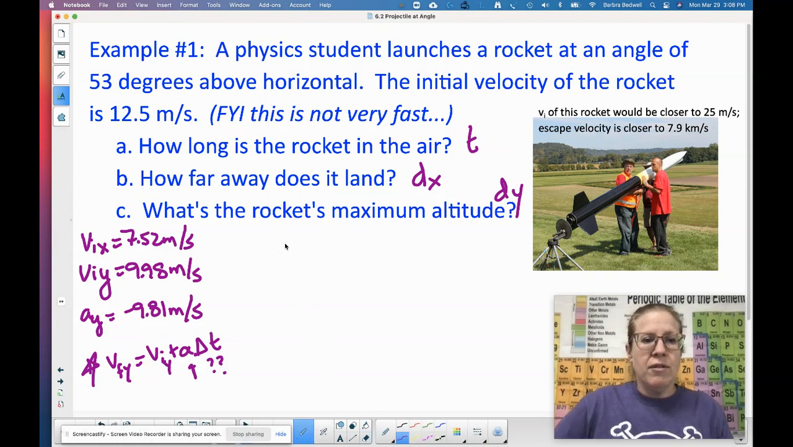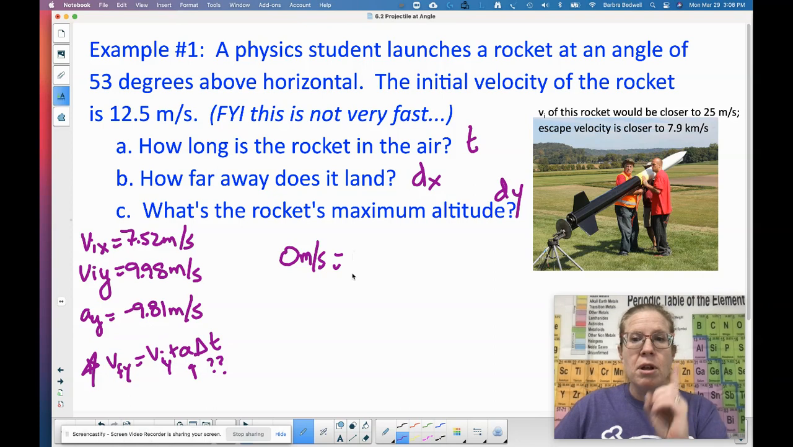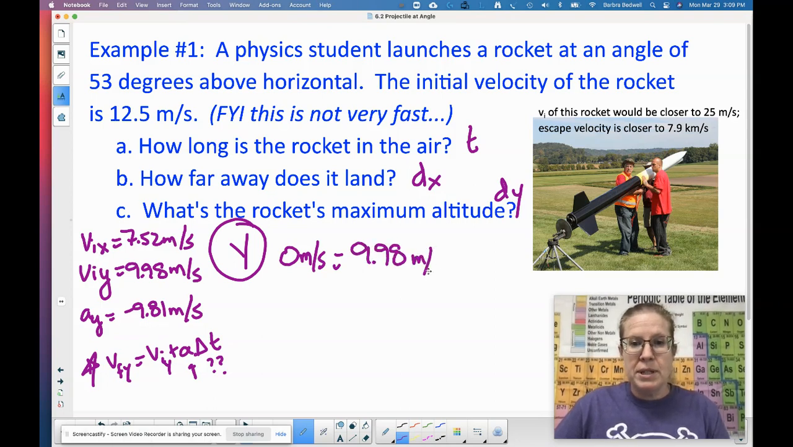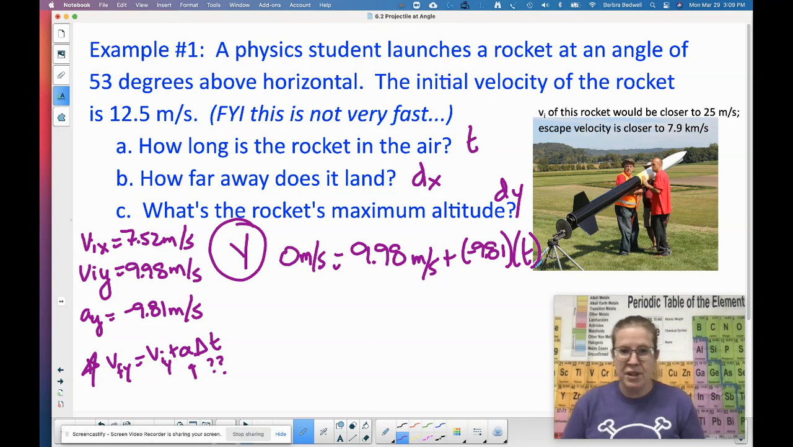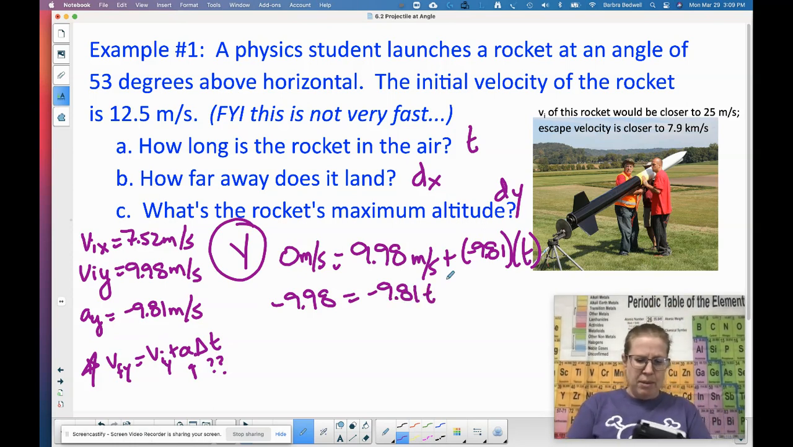VFY, VF at the top of our launch, is equal to 0 meters per second. VIY, the initial launch speed, vertical component only. You're almost never going to use that initial number, that 12.5. You almost never use that in your problems ever again. So our VIY, vertical component, we're only dealing with the Y direction right now, 9.98 meters per second upwards, plus our acceleration, which is negative 9.81 times time. So now we can solve for this. Negative 9.98 equals negative 9.81 times t.